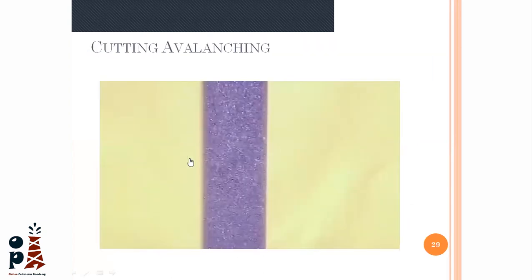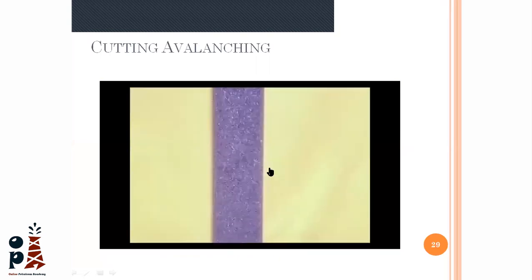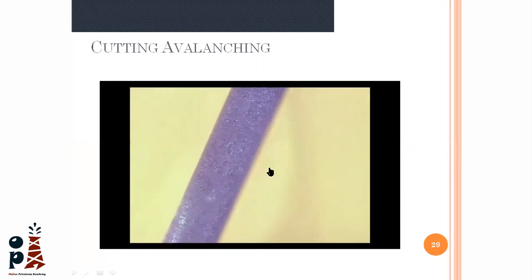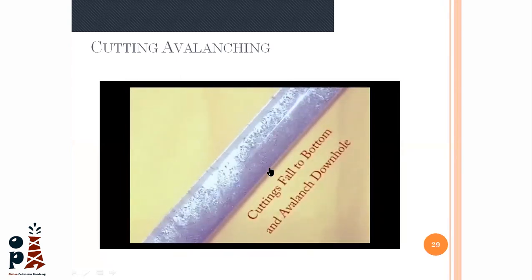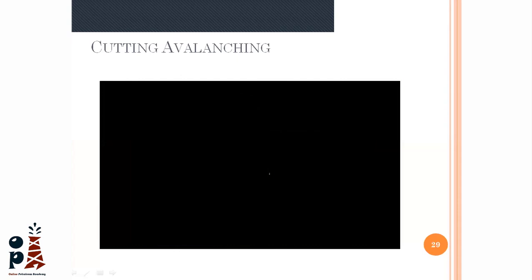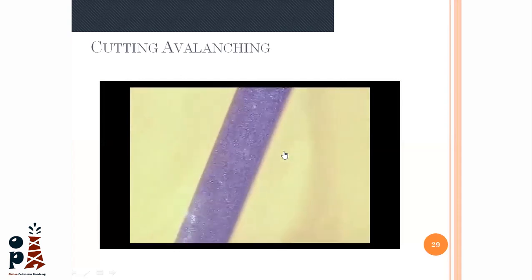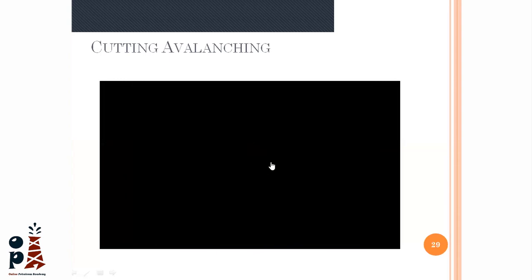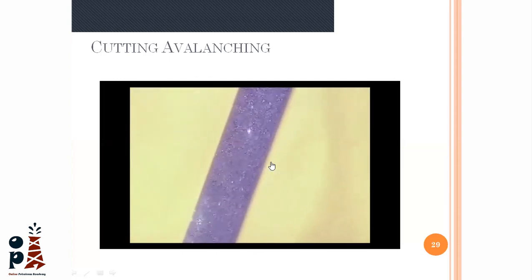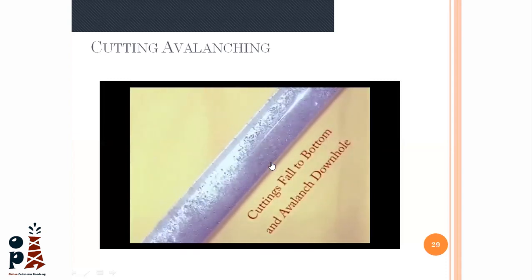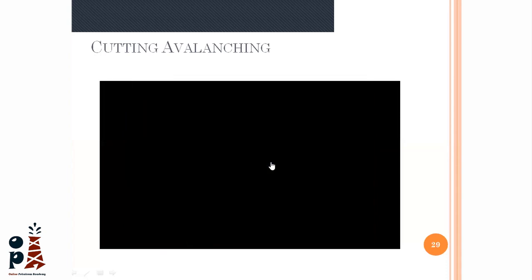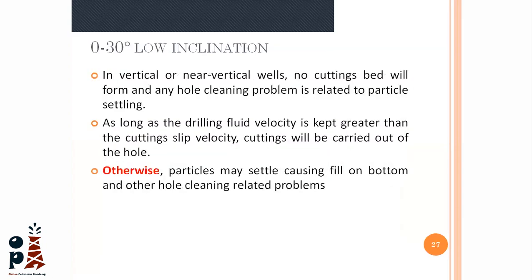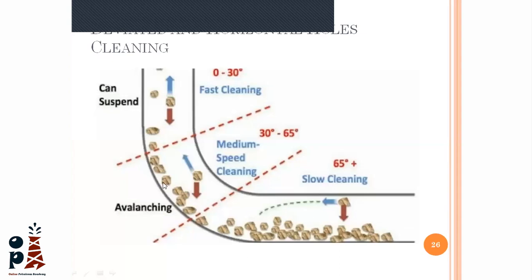To describe this section, guys, let's see this small animation. This is vertical here, and it's going to be deviated. I need you to concentrate on the cuttings going down. You see, the cuttings are sliding down. I'm trying to lift them up with the drilling fluid, but the problem is that they are going down, like cuttings on a cliff, and I'm trying to push them up, but on the other side they're going down. And guys, this is called cuttings avalanching.